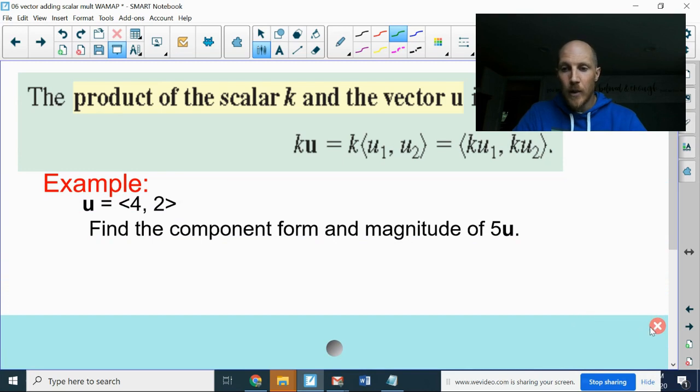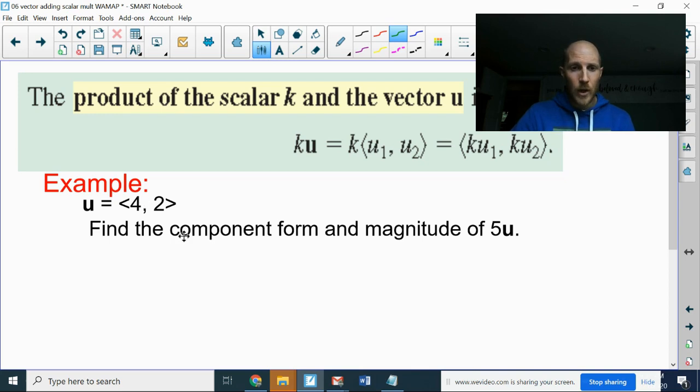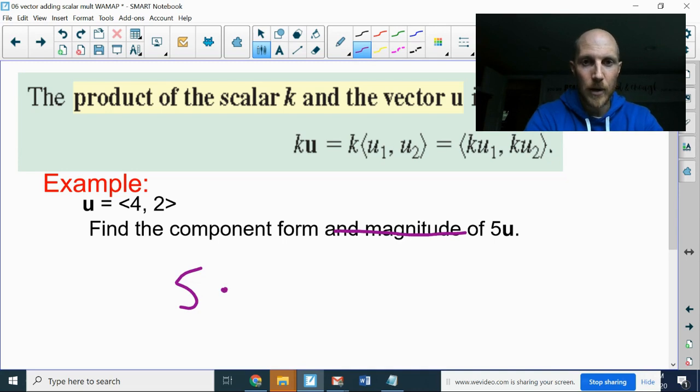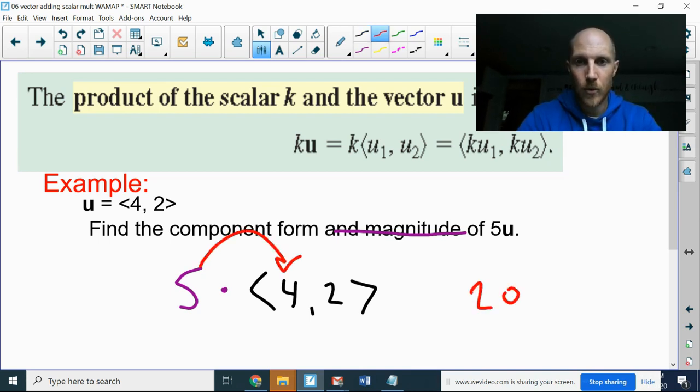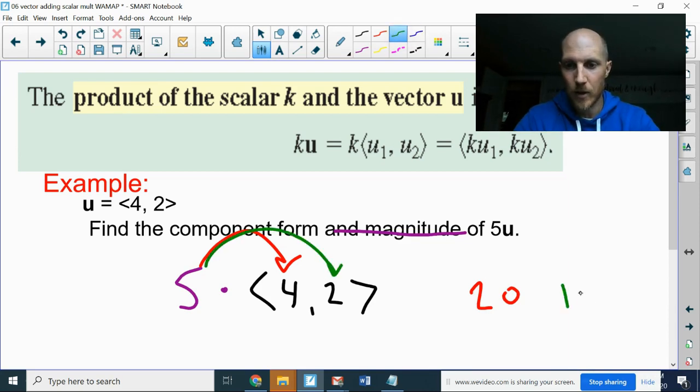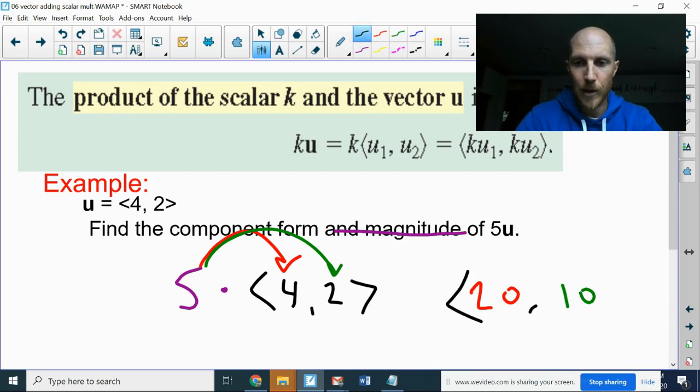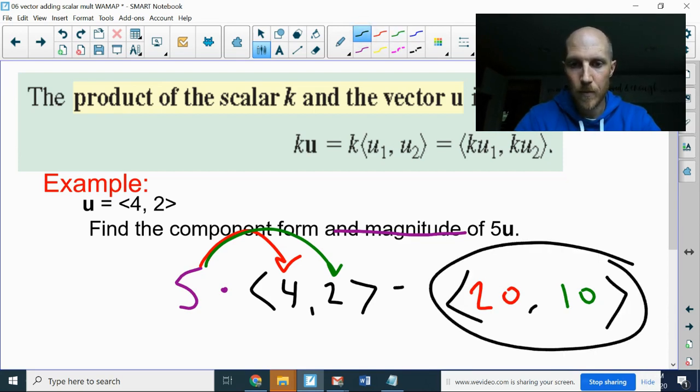Right, here's the second example. If I have a different vector, this vector u has the components 4, 2. To find the component form, I'm going to change these directions. We don't need to find magnitude right now. So we're going to find the component form of 5u. That means I would just take 5 and multiply it by these components, 4, 2. All right, so we're going to multiply the 5 onto the 4. That's going to be 20. And I'm going to multiply the 5 onto the 2. That is going to be 10. So 20, 10 in brackets with a comma. All right, simple enough.